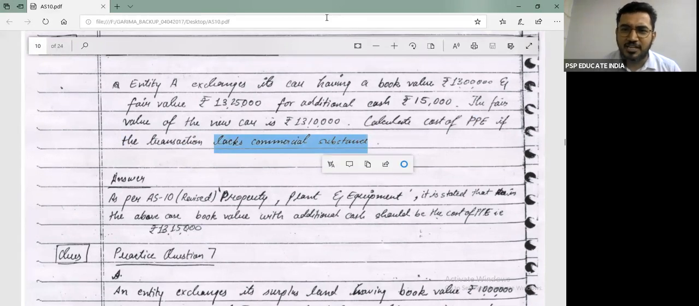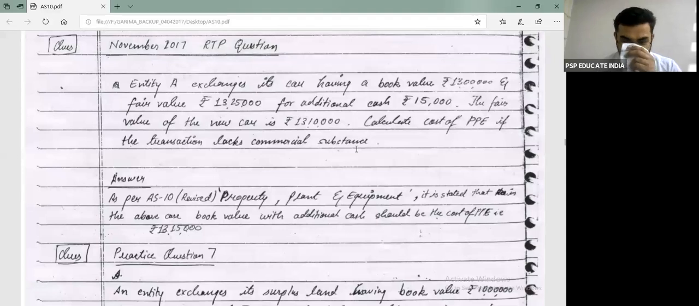Quickly, everyone on the chat box. Does the transaction have commercial substance or does it lack commercial substance in this case? Come on, quickly on the chat box again. If it lacks commercial substance, how will you value the asset? How will you value the PP? You will value at the book value of the asset given up.